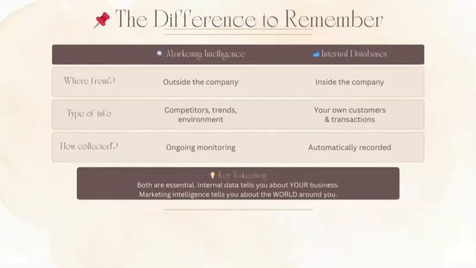The differences to remember. Marketing intelligence: where from? Outside the company. Type of info: competitors, trends, environment. How collected? Ongoing monitoring. Internal databases: where from? Inside the company. Information sources: your own customers and transactions. How collected? Automatically recorded.